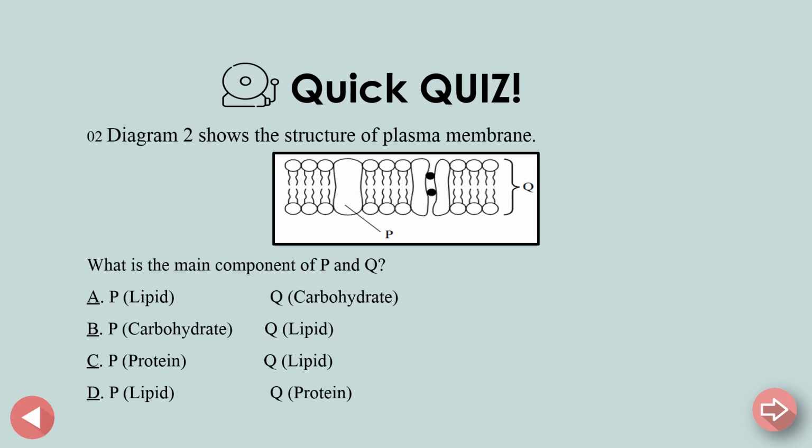Quick quiz 2. Diagram 2 shows the structure of plasma membrane. What is the main component of P and Q? A. P is lipid. Q is carbohydrate. B. P is carbohydrate. Q is lipid. C. P is protein. Q is lipid. D. P is lipid. Q is protein.